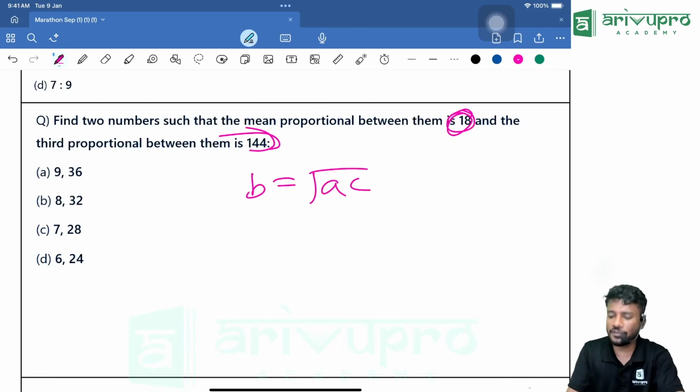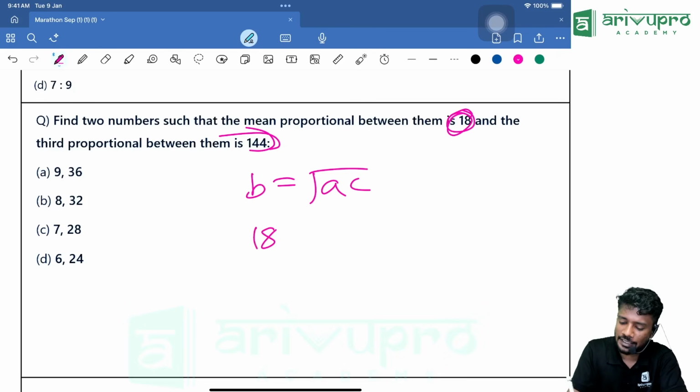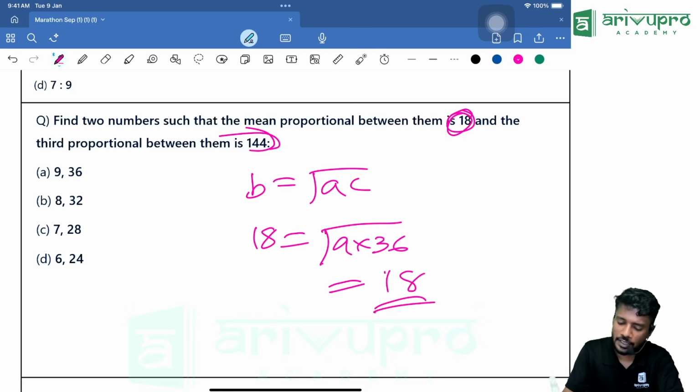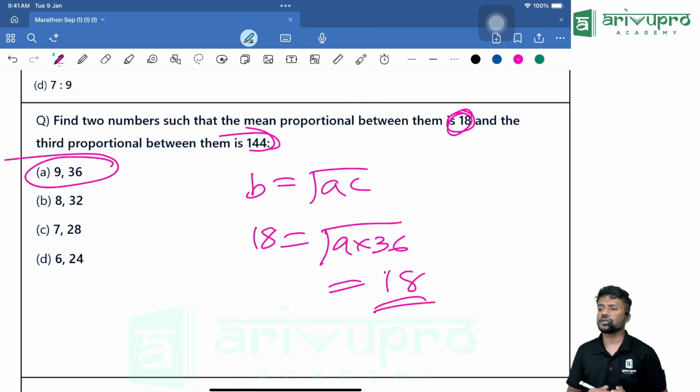So which option is giving you 18? That is 18 is equal to root of 9 into 36. This is how much? 36 into 9, root, you click, you are getting it as 18. That means option A is your answer. Just option hit. Nothing else. Understood the method?